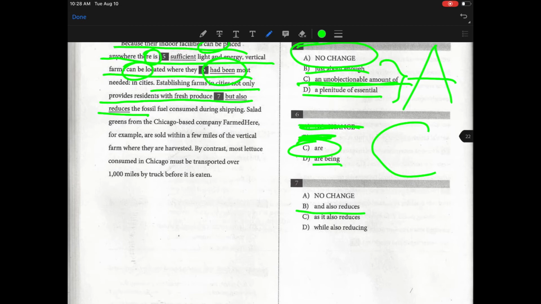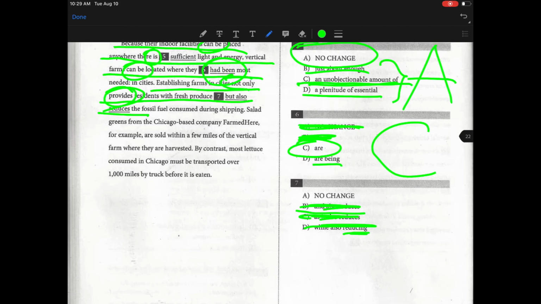Not only provides and also reduces. Now, that doesn't match the construction "not only provides." See, it doesn't match this initial setting here, and it also reduces. No, as it also reduces. No, it doesn't work that way. Okay, does not match while also reducing. Now, this -ing form does not match our present simple tense here.